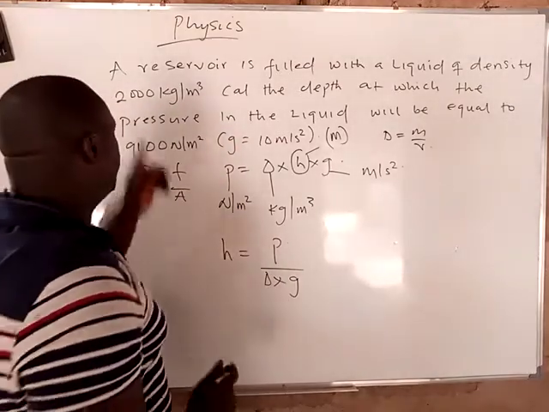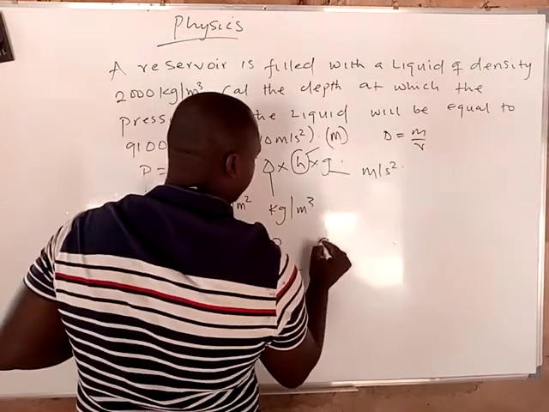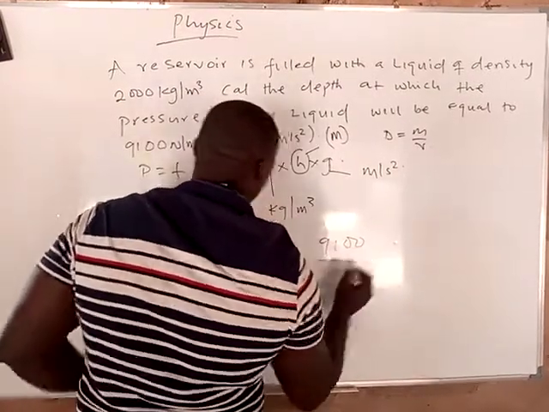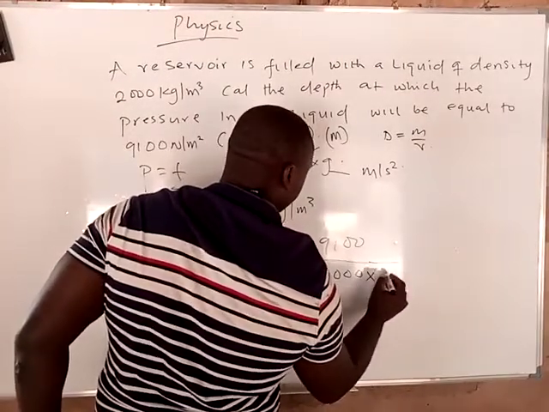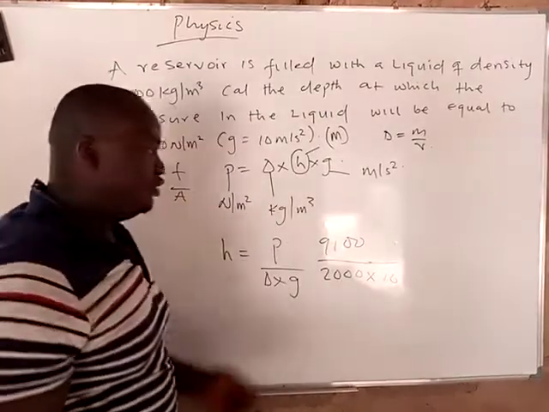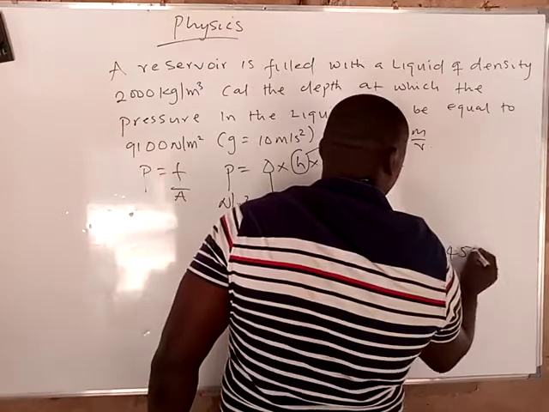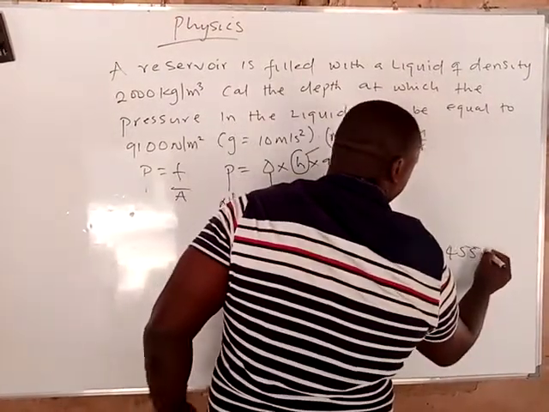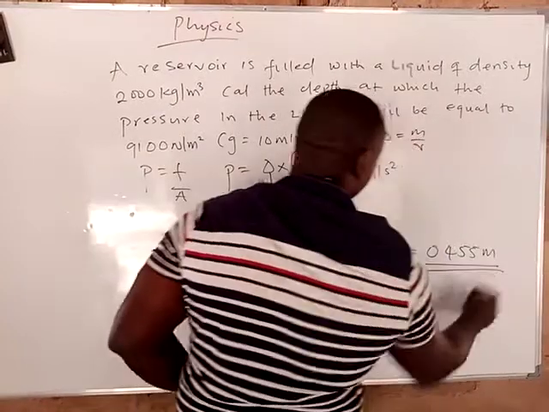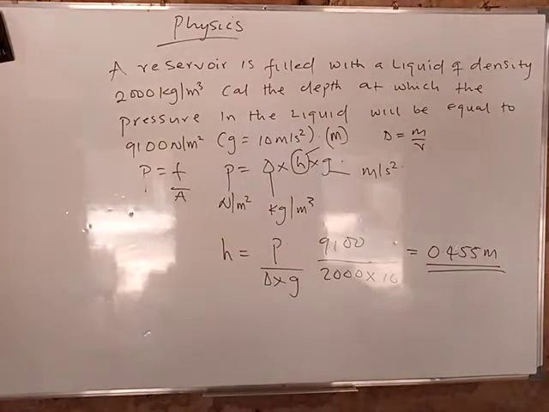Now, my pressure already given is 9100, all over your density, which is 2000, times acceleration due to gravity, which is 10. If you press that, you should get a simple answer of 0.455. Remember that height is measured in meters, and that is the answer. So simple, guys. Practice it. Solve more examples.